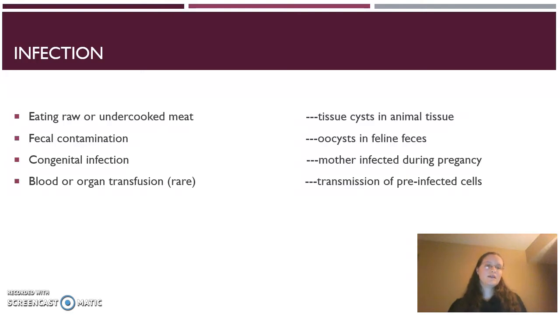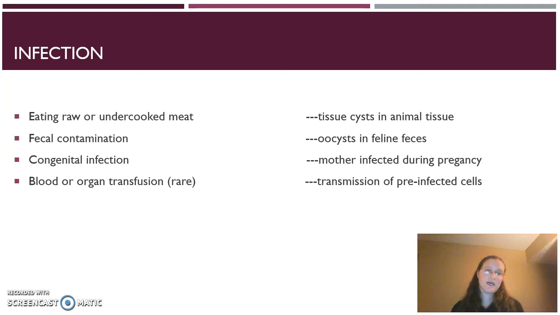So infection happens one of 3 ways, and a possible 4th, very rare method. First, by eating raw or undercooked meat, so the tissue cyst exists in the tissue and is not killed before ingestion. Second, fecal contamination, and these are the oocysts in feline feces. And then congenital infection, when a mother is infected during pregnancy and passes on the infection to her unborn child.